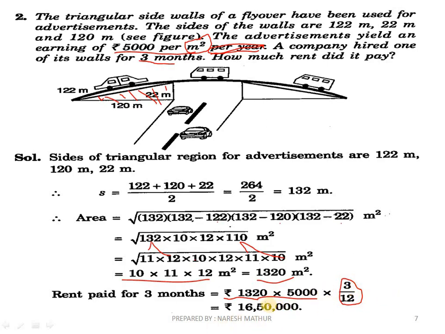So it uses just the 1/4 of the year. So the final answer will be 16,50,000 rupees, the rent paid. Alright.